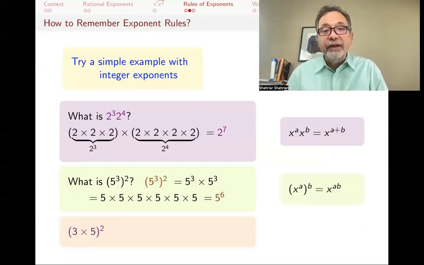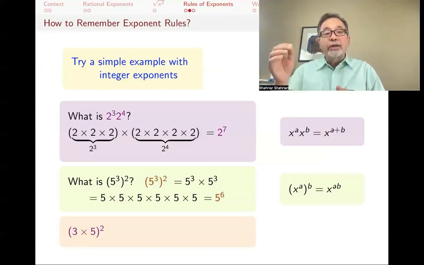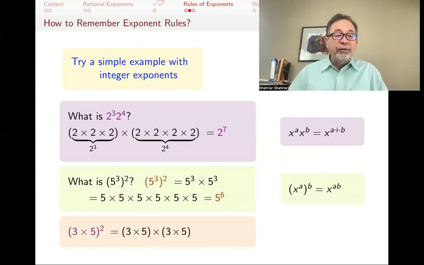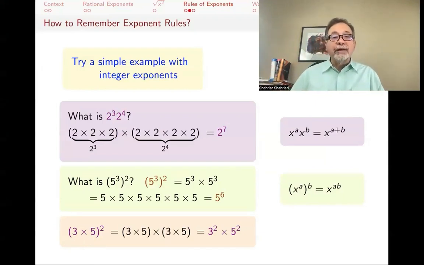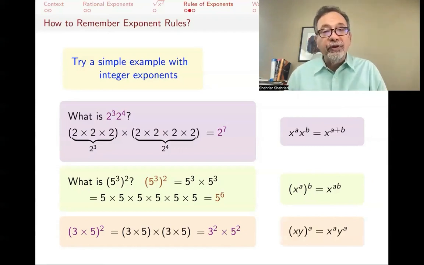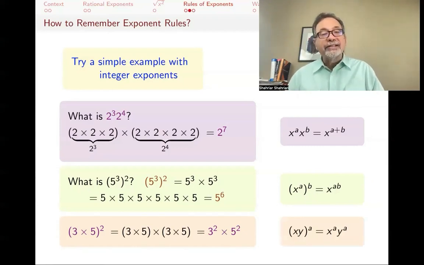Finally, 3 times 5 squared. What is that? Well, 3 times 5 squared means 3 times 5 times itself. And 3 times 5 times 3 times 5 is the same as 2 3's multiplied, then multiply that by 2 5s. And so that's 3 squared times 5 squared. And that should remind you of the third rule. xy to the a is x to the a, y to the a.